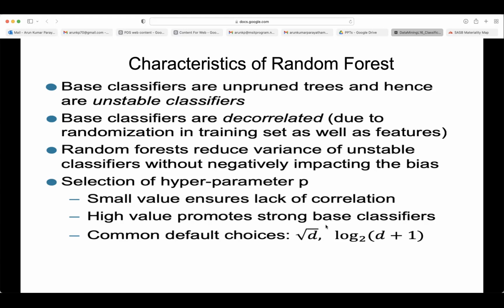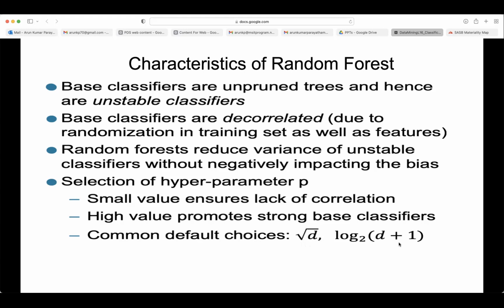A high value promotes strong base classifiers. If you take a high value, then your base classifier itself will become a very strong one. So you should have some trade-off between these. Common default choices are root D, where D is the number of features. If you have 100 features, you can take 10. If you have 4, then take 2, something like that.